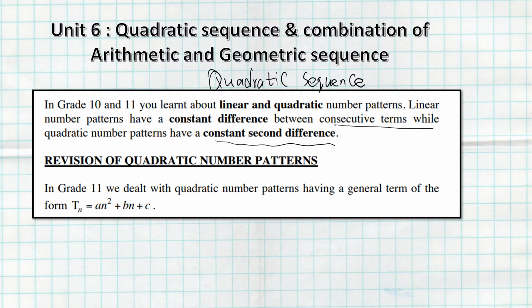So in grade 11, we dealt with quadratic number patterns having the general term of the form Tn equals an squared plus bn plus c. So this is the general formula, the nth term formula, for the quadratic sequence. And let's just explore some examples in order for you to recall this kind of sequence.